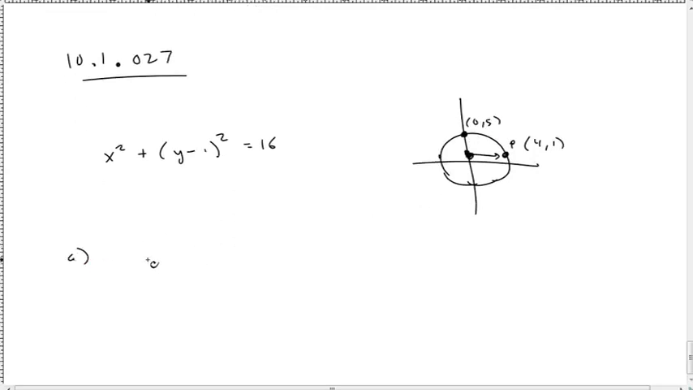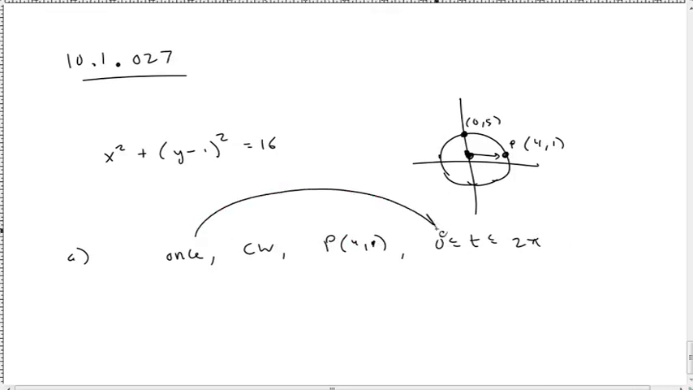Well, part A says we want to go around the circle once, and we want to do it clockwise. Let me just write clockwise. And we're starting at the (4, 1) point, and so we should be going 0 to 2π for my t. Now, going around once, 0 to 2π, is completely normal. Those are basically saying the same thing. Clockwise is a little different, and starting here at the (4, 1) is interesting.